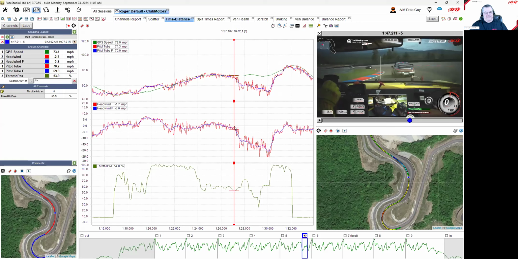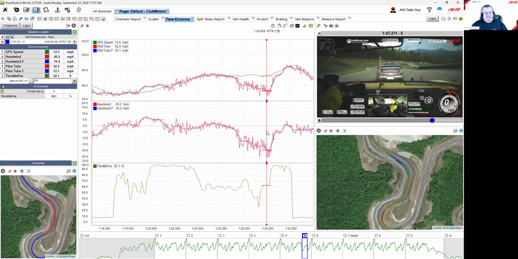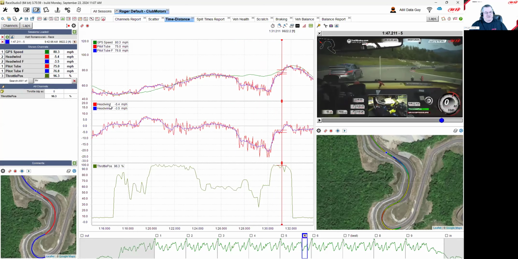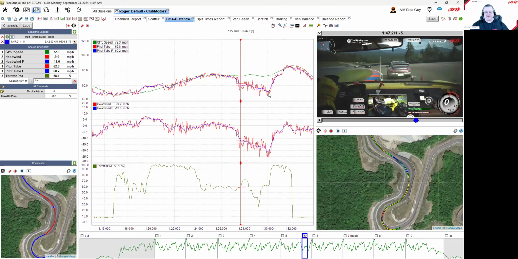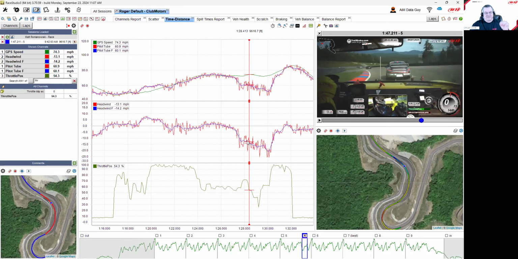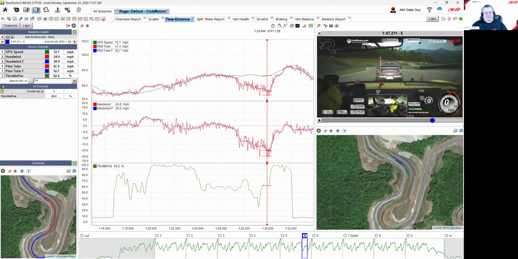So it's kind of an interesting thing to see here, as I drag the cursor across here, to see that air, what I called headwind. It's just a math channel of the GPS speed minus the Pitot Tube speed, and we're getting this difference. And all I'm doing is math here. I again don't like to do math in my head if I can get away with it when I'm doing analysis. So I build math channels to help me through some of this.